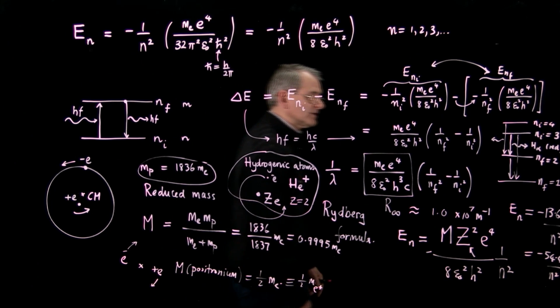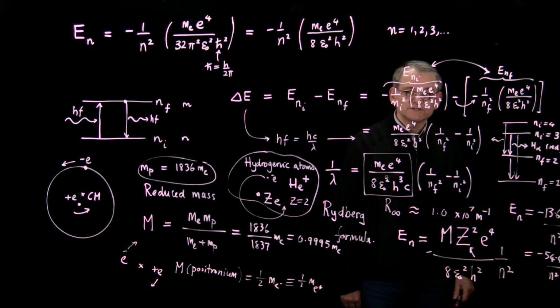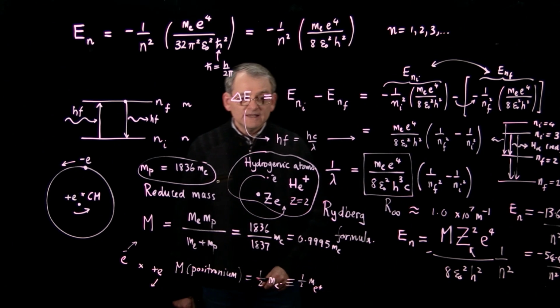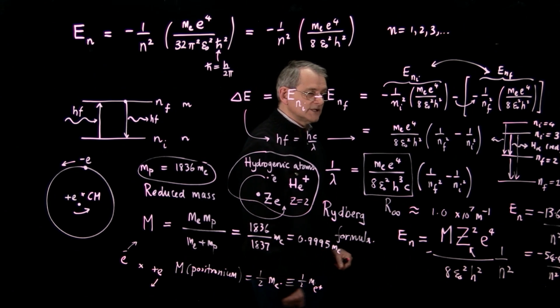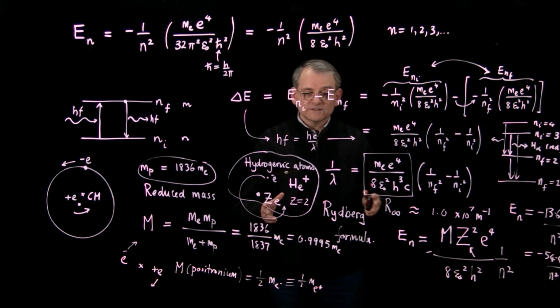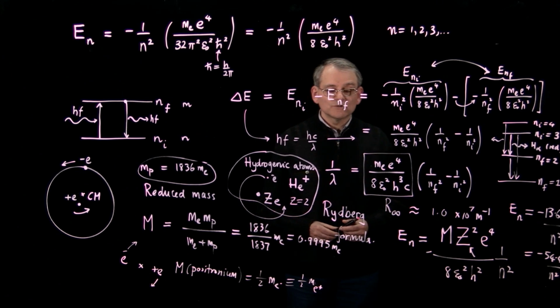So the Bohr formula applies to a wide variety of interesting systems. Of course, it is incomplete. There are many questions it leaves unanswered, such as the intensity of the spectral lines, and that requires a full description based on quantum mechanics.